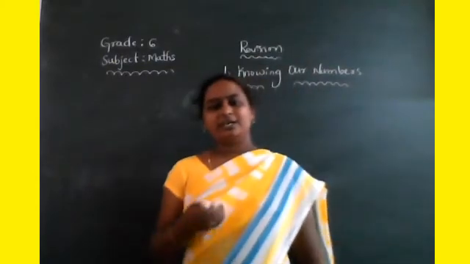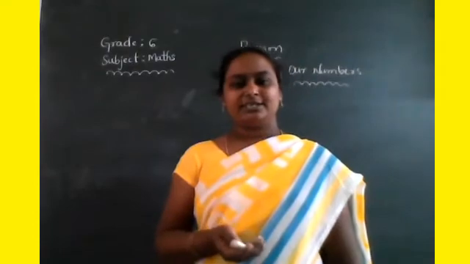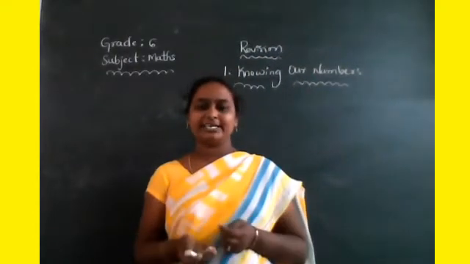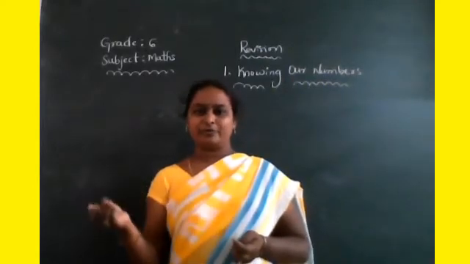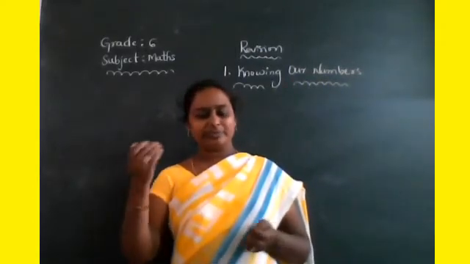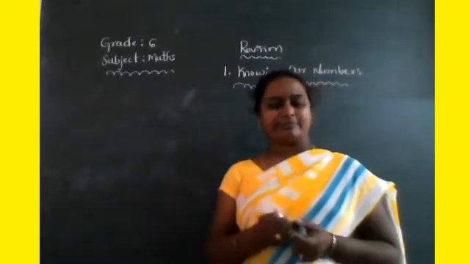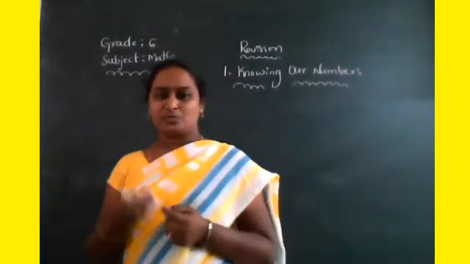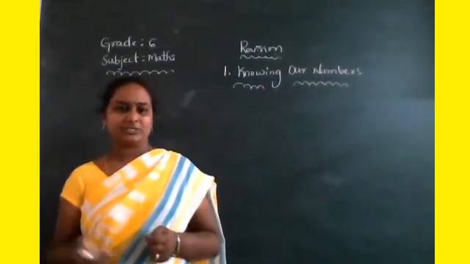Suppose how many members in your family? You will say 5 members or 6 members. So how are you saying? By counting. Okay, 1, 2, 3, 4. So that means for counting purposes also we are using these numbers. Okay, how many students in your school? You can say 1,000 students, 2,000 students.